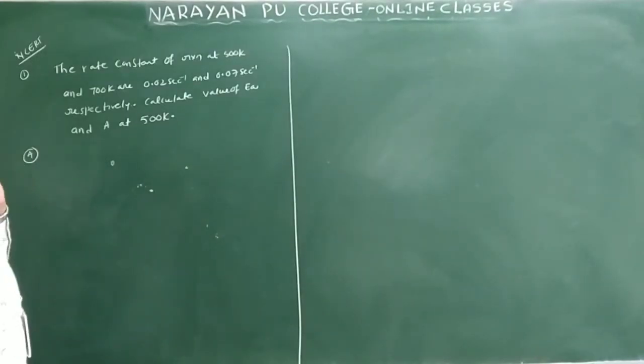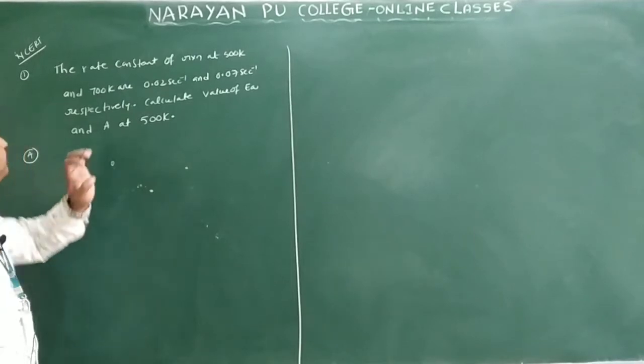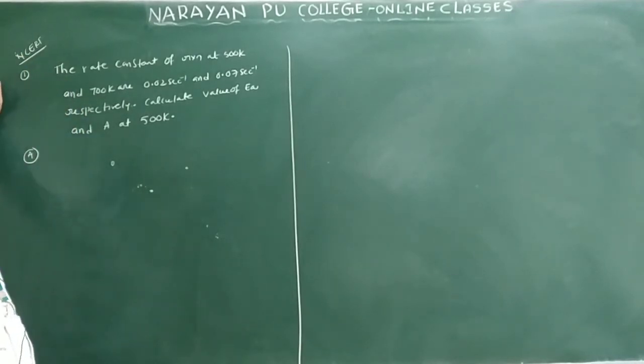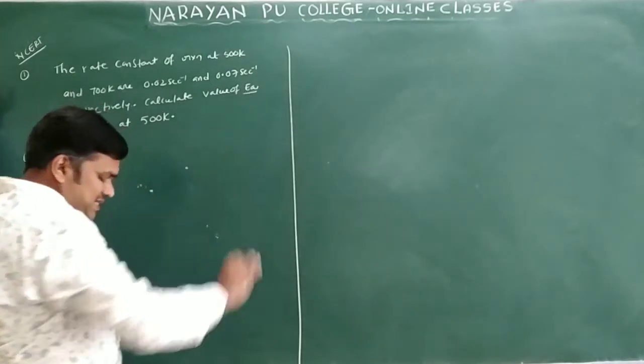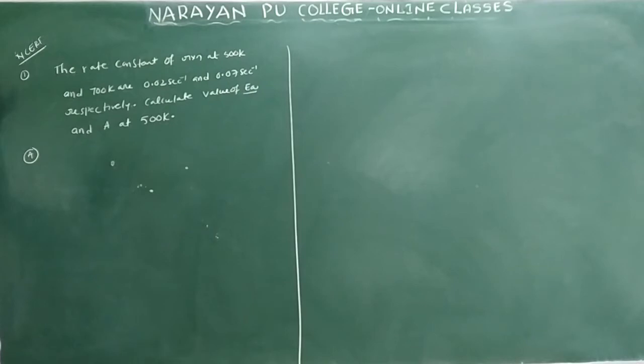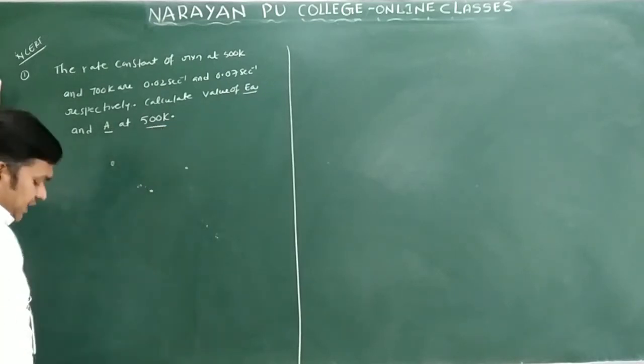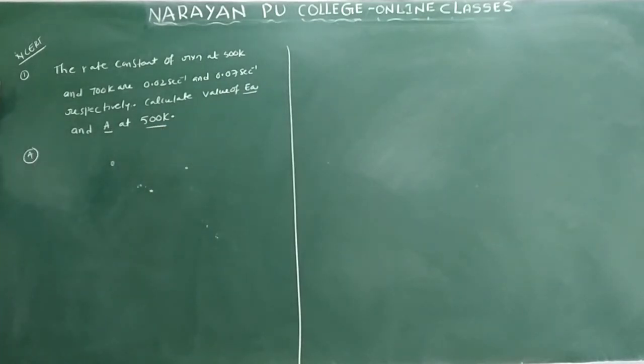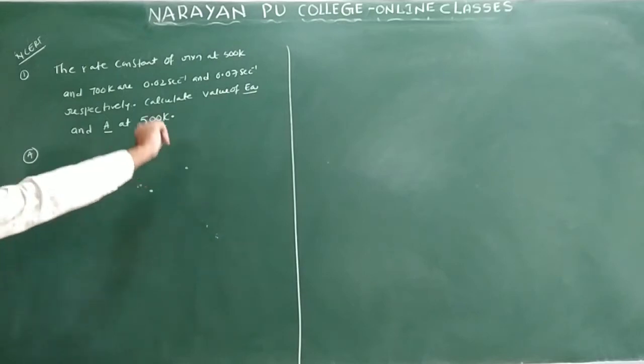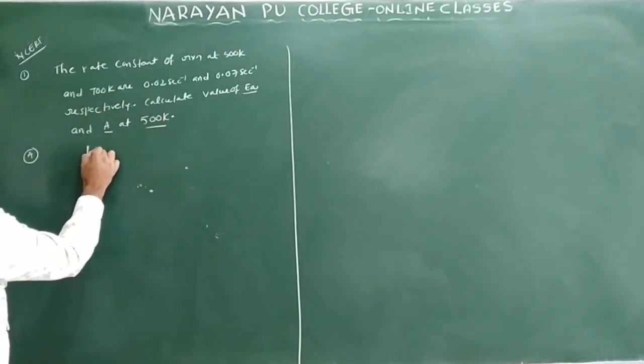See, this is one of the NCERT questions from your textbook. The rate constant of a reaction at 500 Kelvin and 700 Kelvin are 0.02 second inverse and 0.07 second inverse respectively. Calculate the value of EA, the activation energy, and A at 500 Kelvin. First we find the activation energy for the reaction, then we can find A.